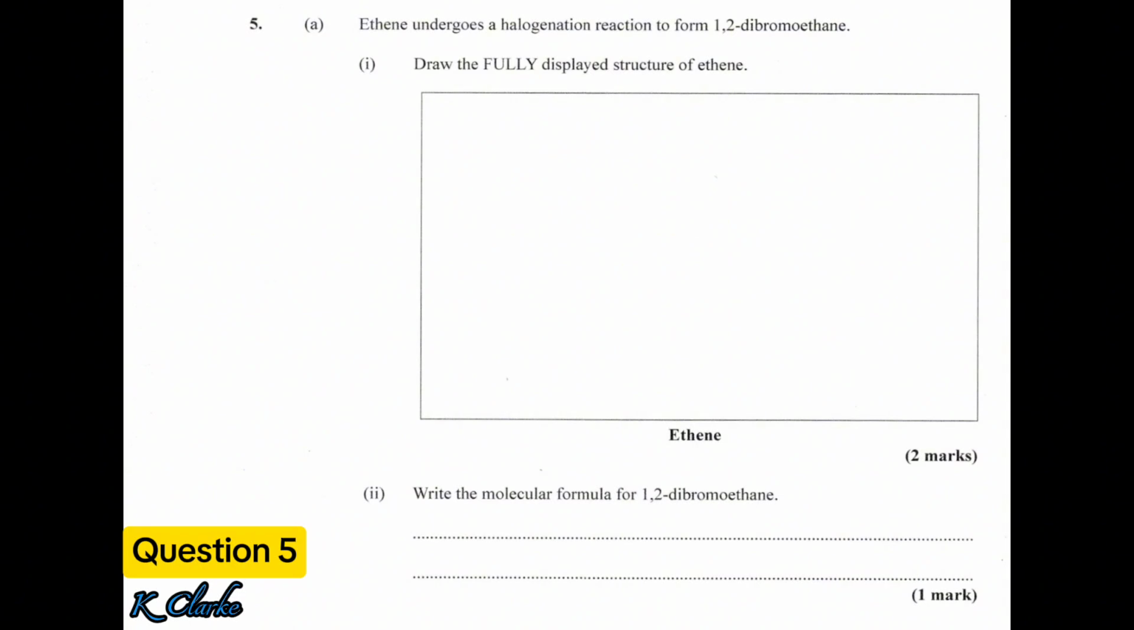Question 5. A. Ethene undergoes a halogenation reaction to form 1,2-dibromoethane. Part 1. Draw the fully displayed structure of ethene. Based on the name ethene, eth is the prefix for 2 carbons, so you're going to draw 2 carbons with a space between them. The ending ene represents a double bond between the carbons. Lastly, you are going to attach hydrogens so that each carbon has 4 bonds.